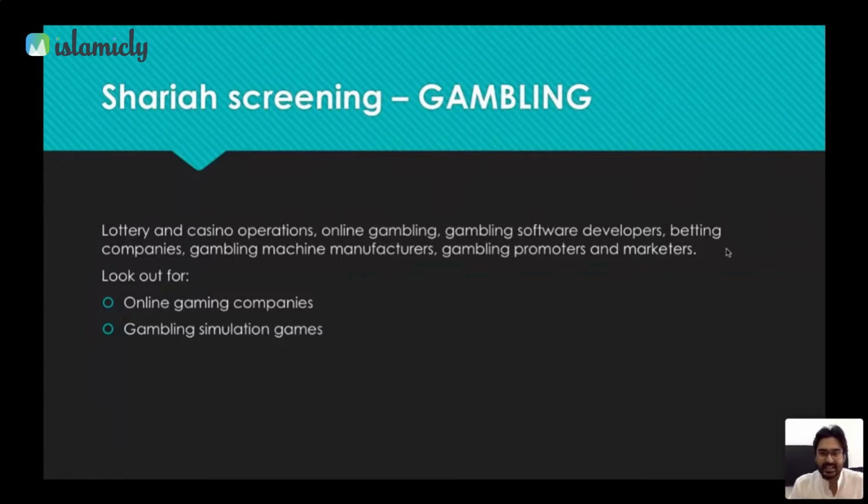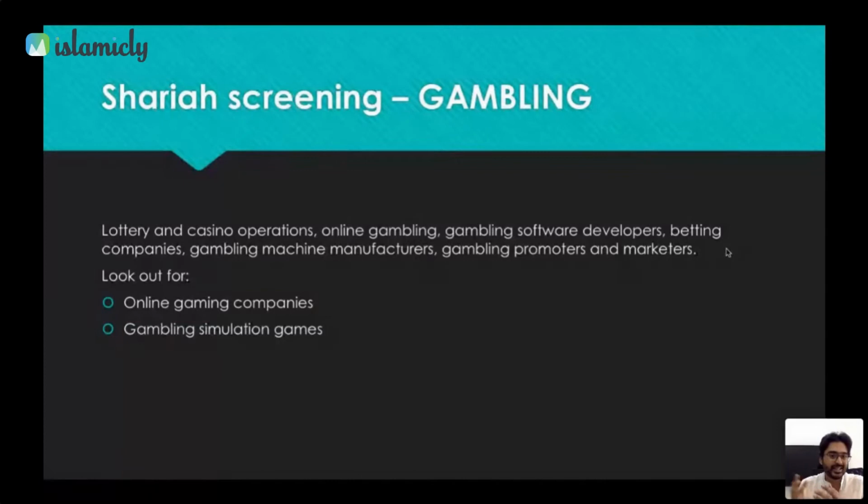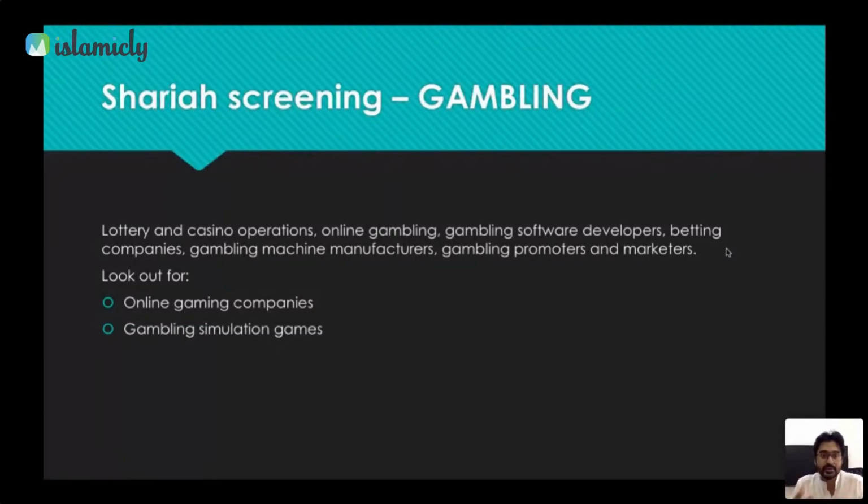So gambling as a business activity is definitely considered non-permissible. All sorts of gambling is considered non-permissible, okay? So lottery and casino operations, online gambling, gambling software developers, betting companies, gambling machine manufacturers, gambling promoters and marketers are considered non-permissible. So it's not just casinos which are non-permissible. It is the entire chain of activities which is considered non-permissible.